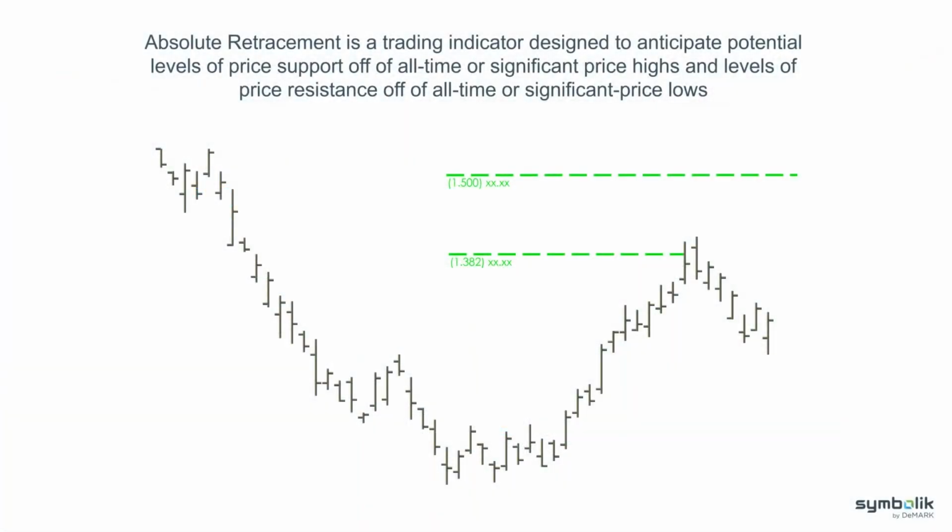Absolute retracement is a trading indicator designed to anticipate potential levels of price support off of all-time high or significant price highs, and levels of price resistance off an all-time or significant price low. What's important to see is that this retracement indicator, as opposed to relative retracement and trend factor, is meant to be used primarily off of an all-time high, or as I'll get to in a second, retracements of at least 38.2%.